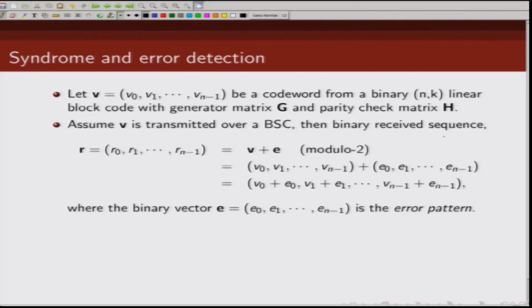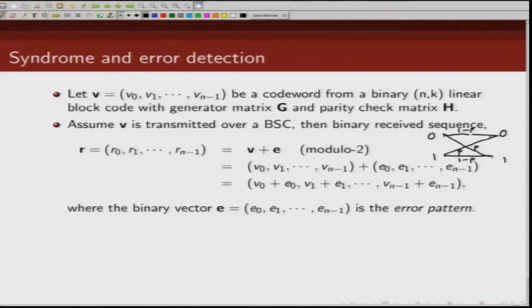In a binary symmetric channel, we have two inputs and two outputs: binary inputs 0 and 1, binary outputs 0 and 1. With probability 1 minus p, we receive the bits correctly, and there is a crossover probability of p that the bits get flipped. So, this is a binary symmetric channel.